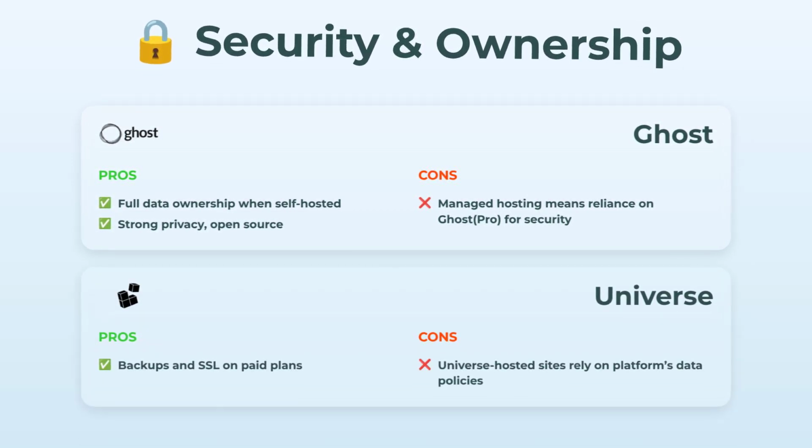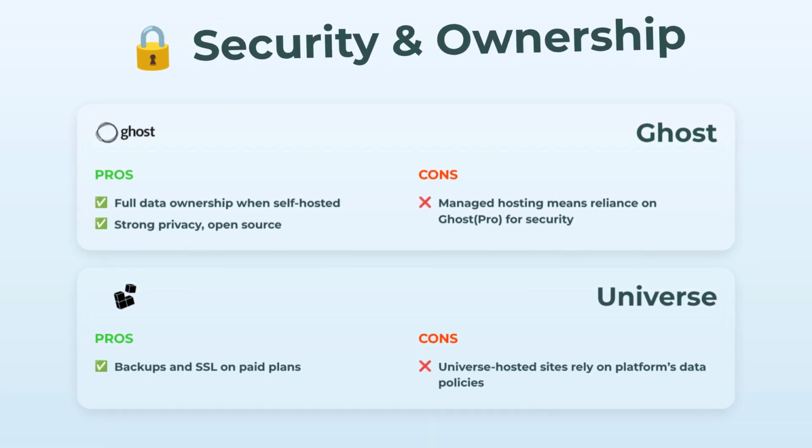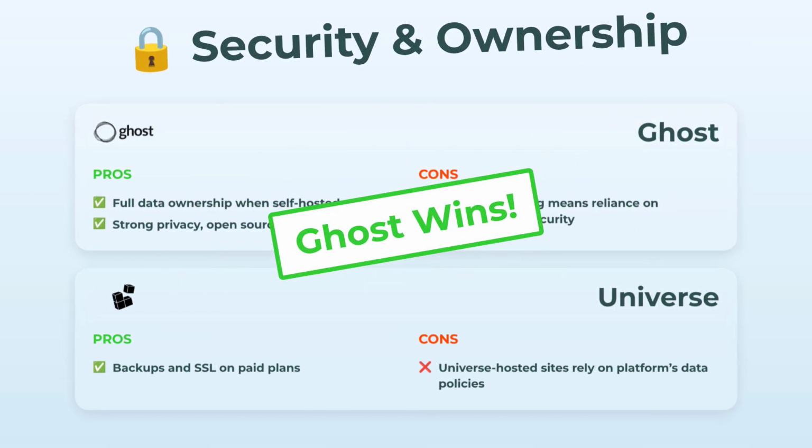For Universe, you get backups and SSL if you're on a paid plan, but all your files and content actually live on their servers. So you're tied to their rules, their policies. Hands down, Ghost is the security and ownership champ here.